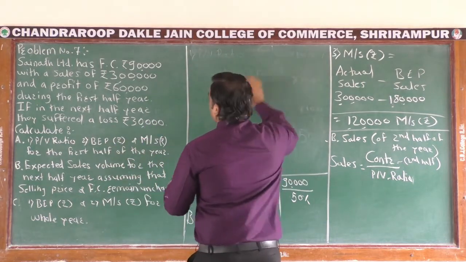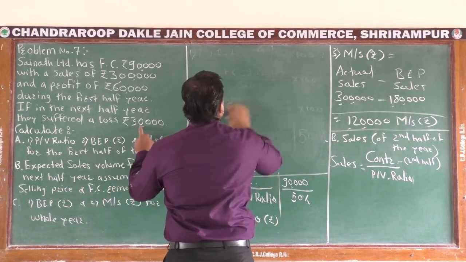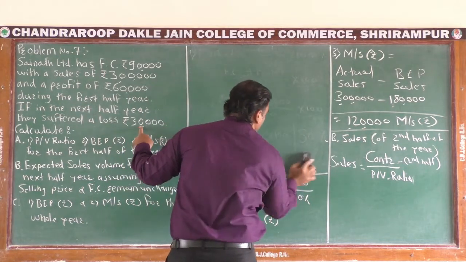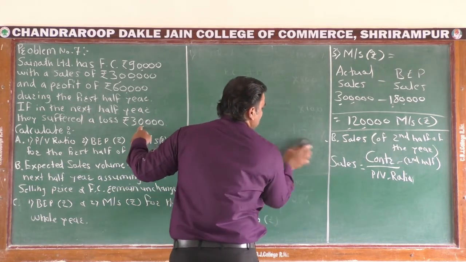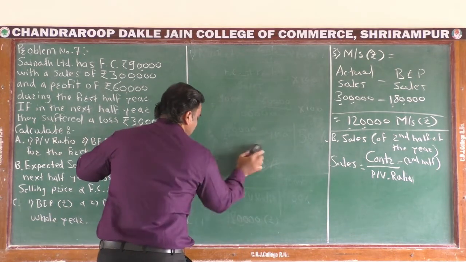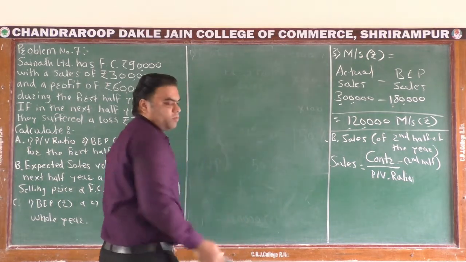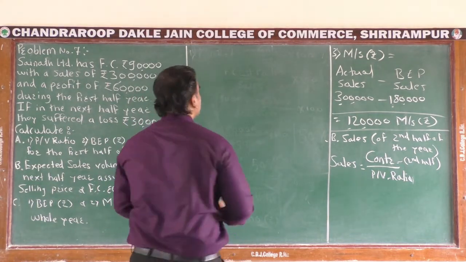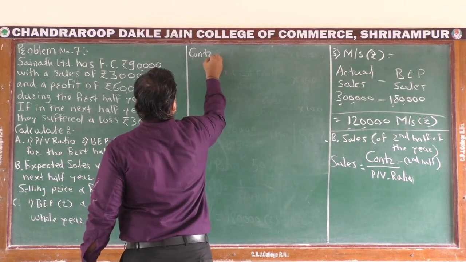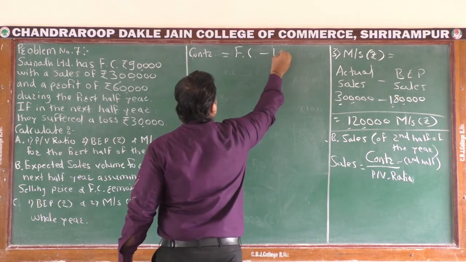But in the second half of the year there is a loss instead of profit. In the second half of the year there is a loss of rupees 30,000. So which formula of contribution will we have to use? Contribution is equal to fixed cost less loss. This formula we will have to use.